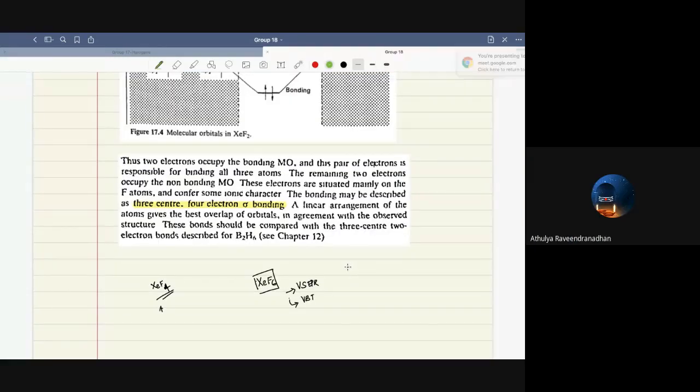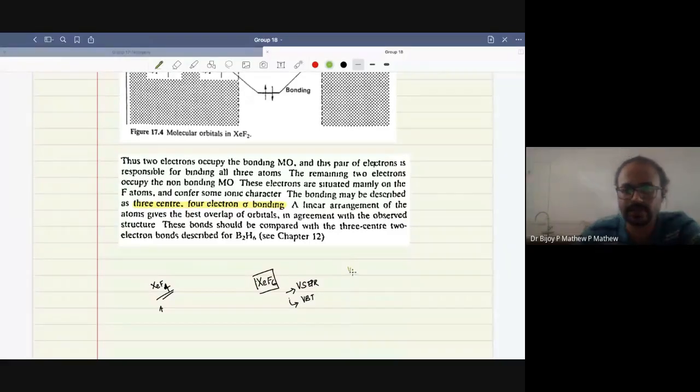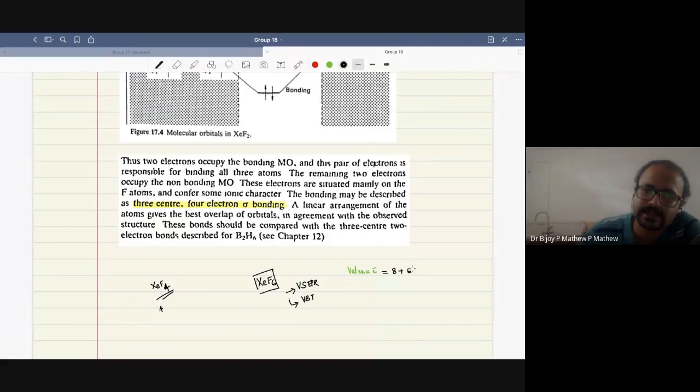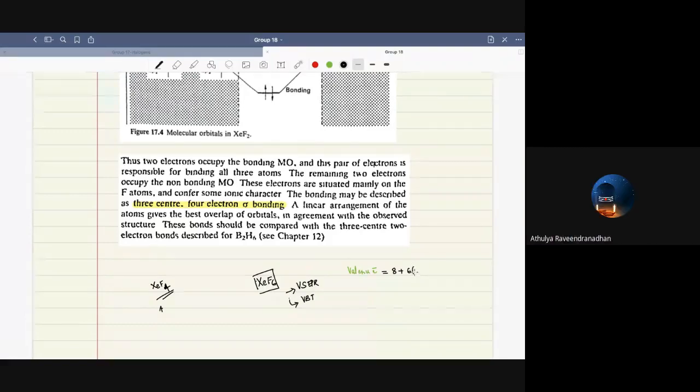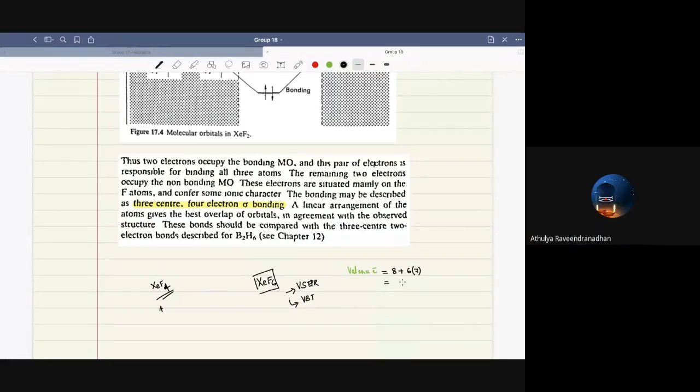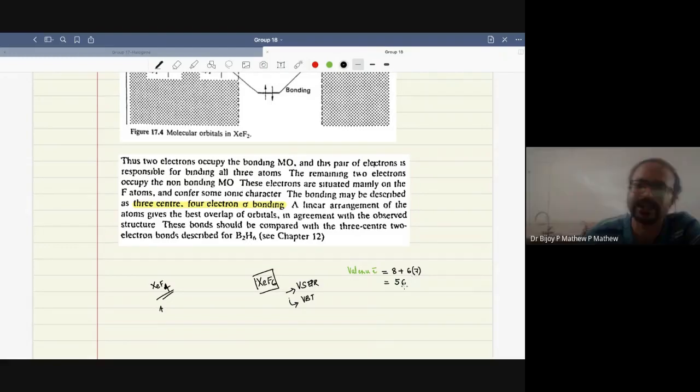First, the total number of valence electrons. The first step is calculation of valence electrons. Valence electrons: 8 plus 6 into 7. Perfectly fine. How much is the total? 56. 8 plus 40, 48. Okay, 48. So 56 one.